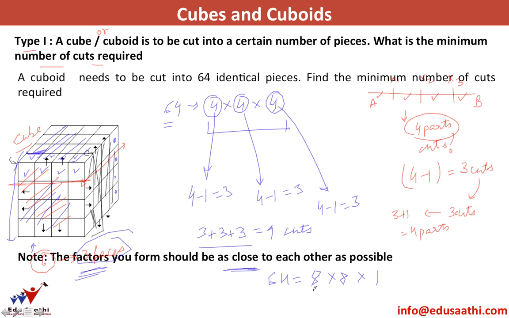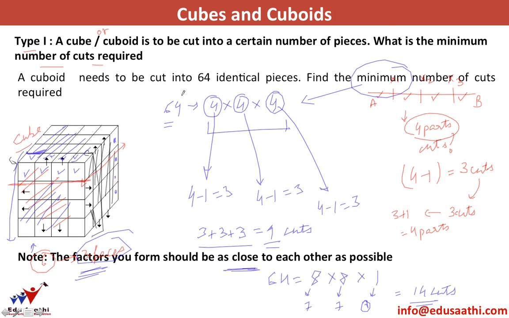Now, if you count the number of cuts, in this case, you will have 8 minus 1, 7 cuts on one face. You will have 8 minus 1, 7 cuts on the other face. And you'll have 1 minus 1, 0 cuts on the third face. So what are the total number of cuts you have? 7 plus 7 plus 0 or 14 cuts. Now if you see, 14 here is greater than 9. And what I am asked is, what are the minimum number of cuts that are required? So for minimum number of cuts, you need to form these factors which are as close to each other as possible.